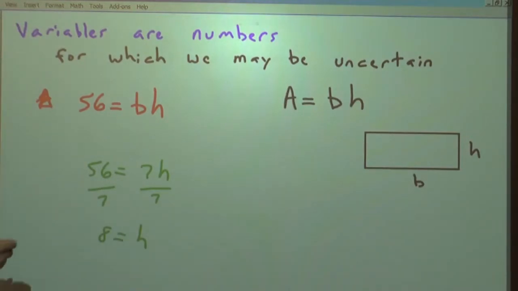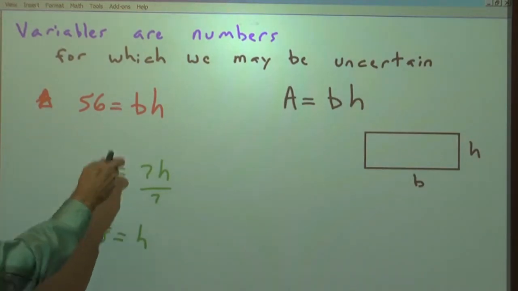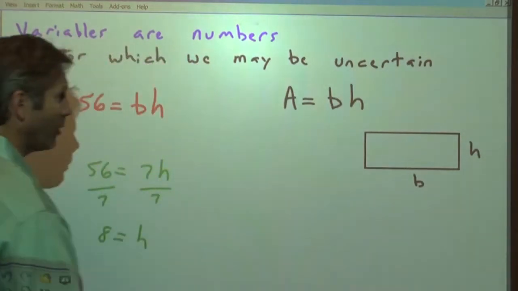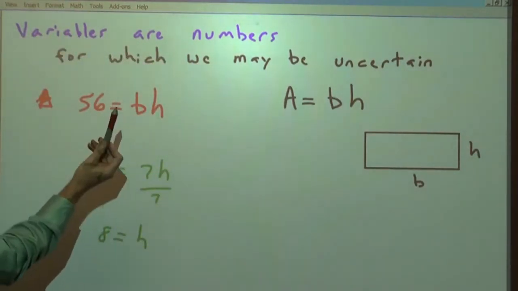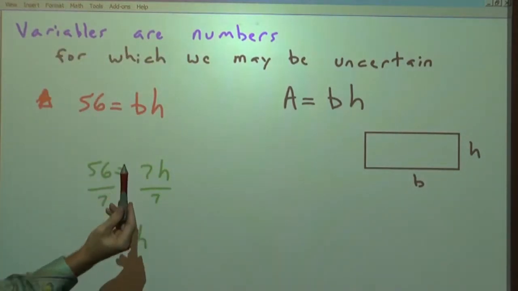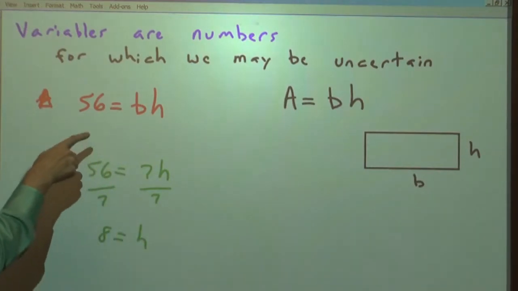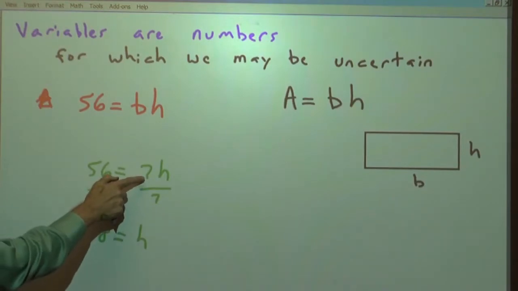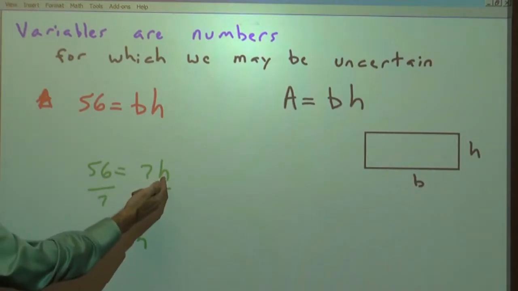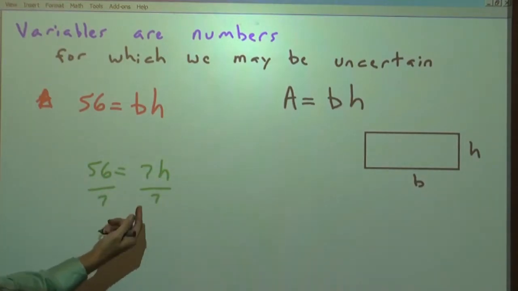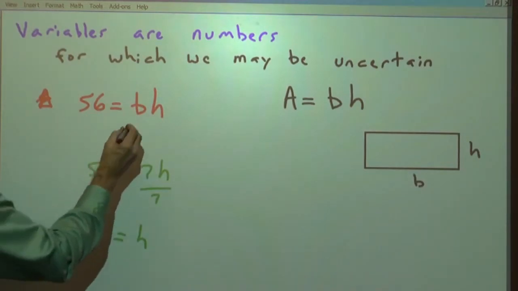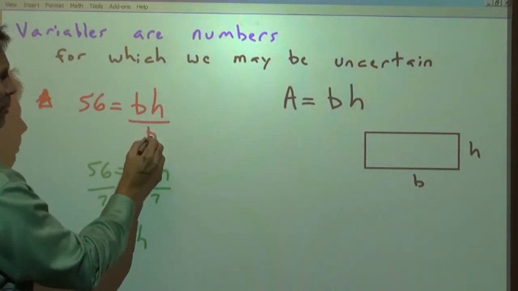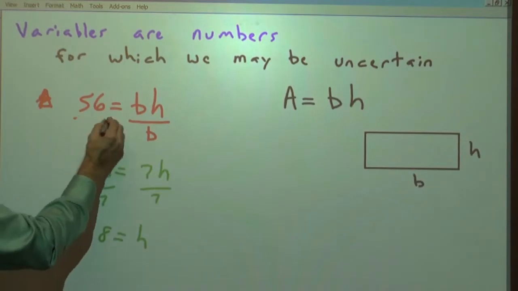But wait a minute. We can still know what h is worth up here because variables are numbers. That b could be a number. We don't know what it is. Could be 7, could be 8. We don't know. But it's a number and it behaves like a number and it's being multiplied by h. So just like we got rid of this number that was multiplied by h by dividing by that same number on both sides, we can get h by itself. We can solve for h by dividing by that number b.